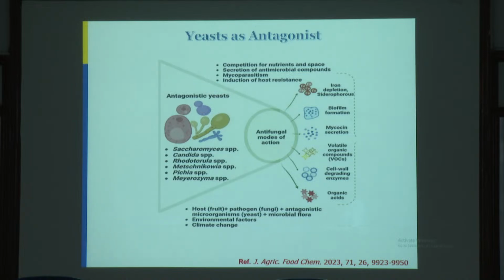activity. Even if they go for competition, they can also produce a secondary metabolite. It is a combination of mechanisms they employ to act as antagonistic microorganisms. So what are the basic antagonistic mechanisms they employ?